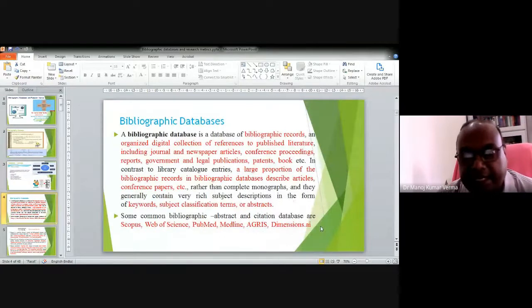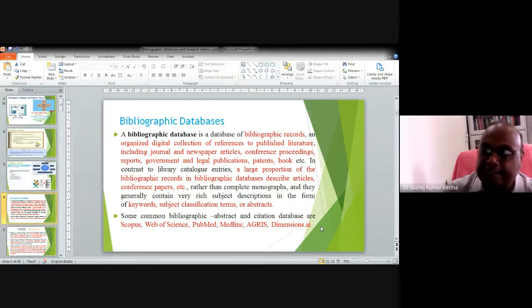Now we come to our topic, the bibliographical database. A bibliographical database is a database of bibliographic records, an organized digital collection of references to published literature, including journals, newspaper articles, conference proceedings, reports, government and legal publications, patents, books, etc. So what is a bibliographical database? It is an organized digital collection of references. What references?